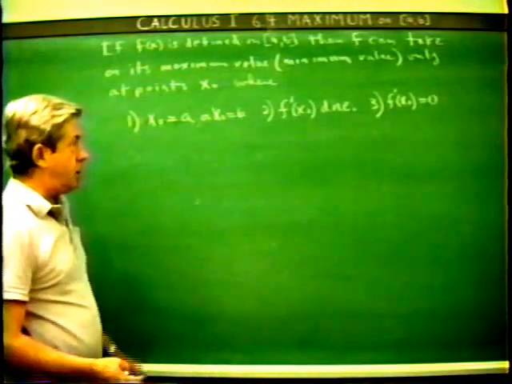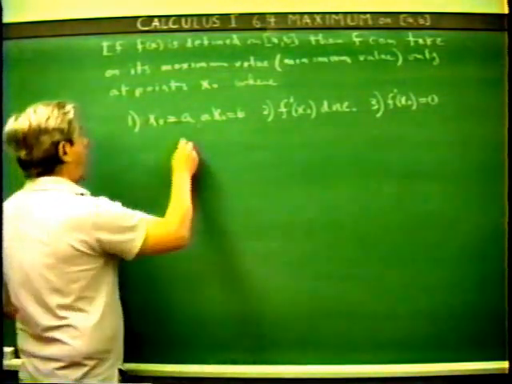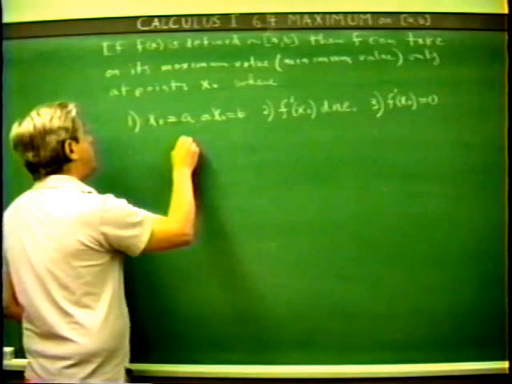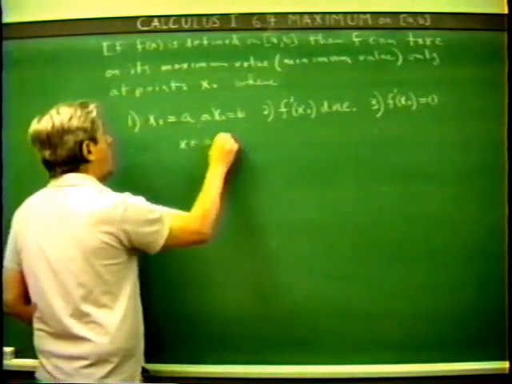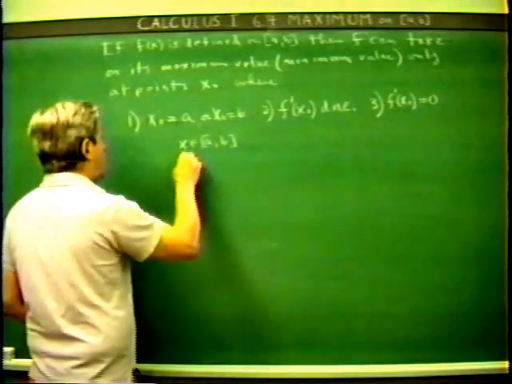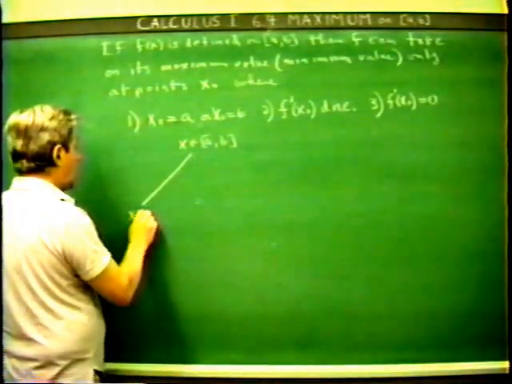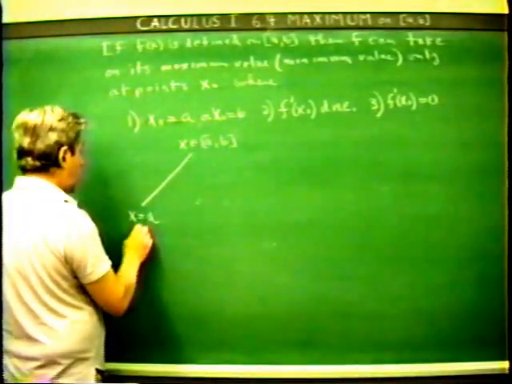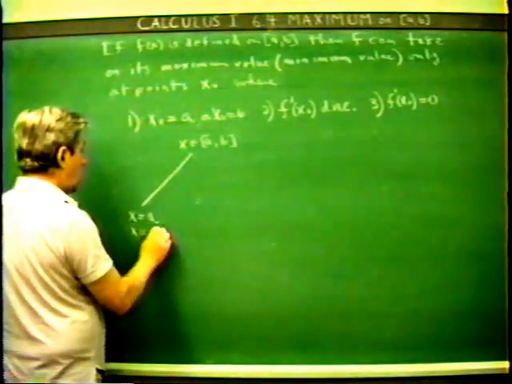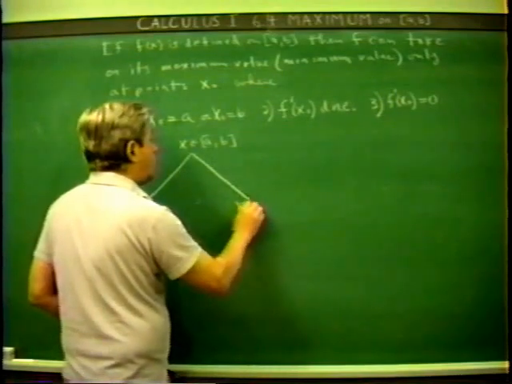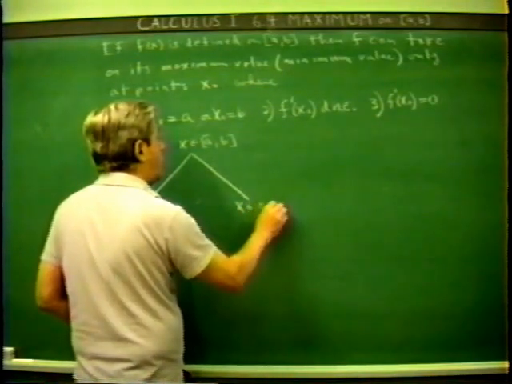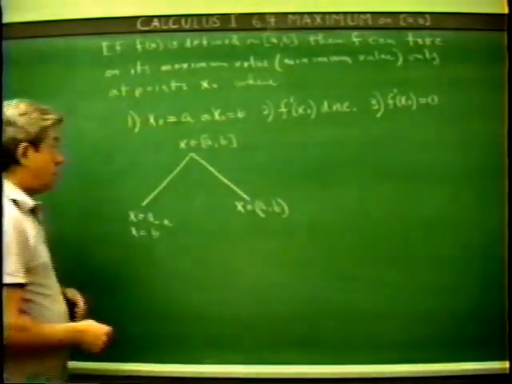And to see this, one only needs to consider all the possibilities. All right? Let's consider the x in the closed interval a, b. Well, there's two possibilities. x is equal to a or b, or the other possibility is that x is in the open interval a, b.